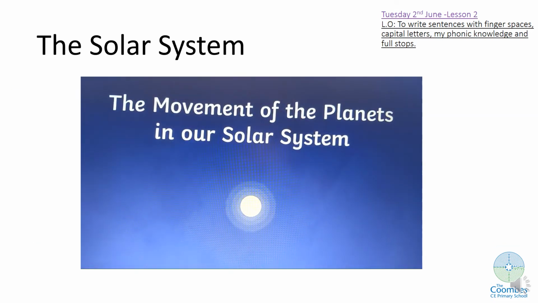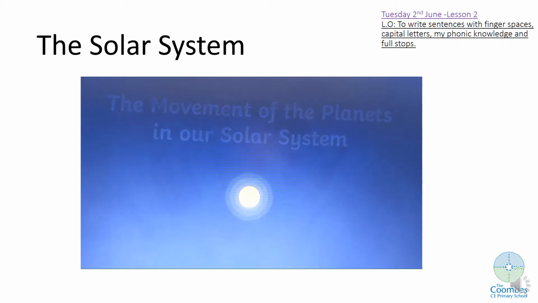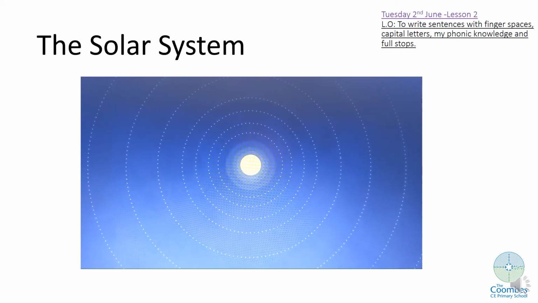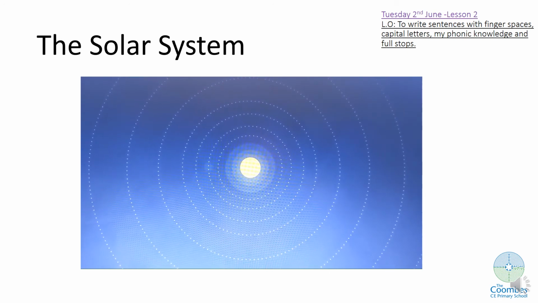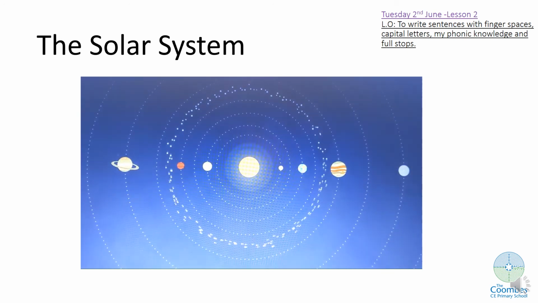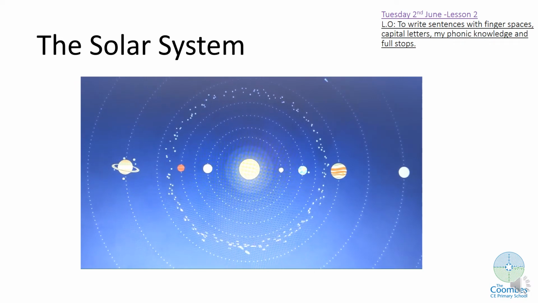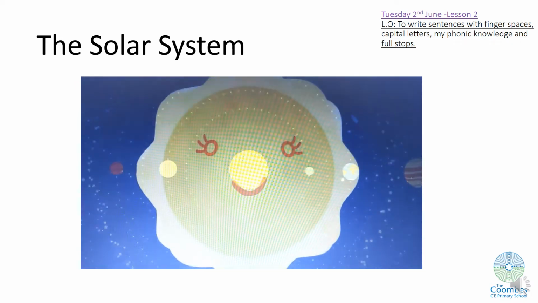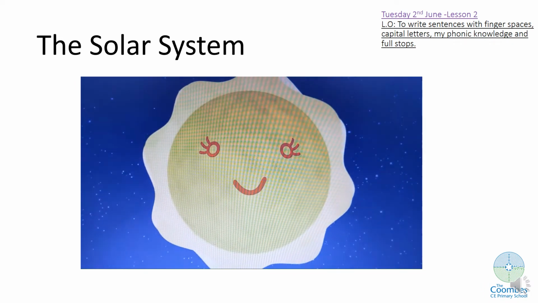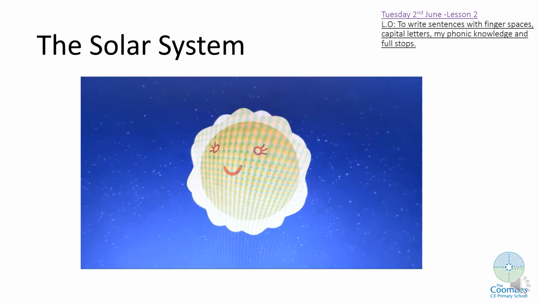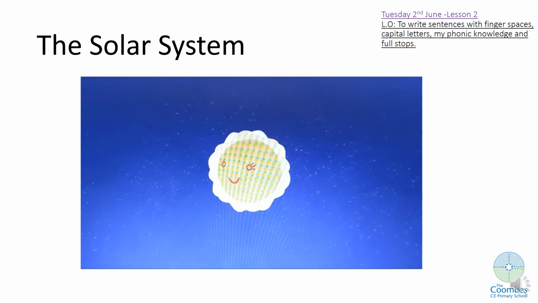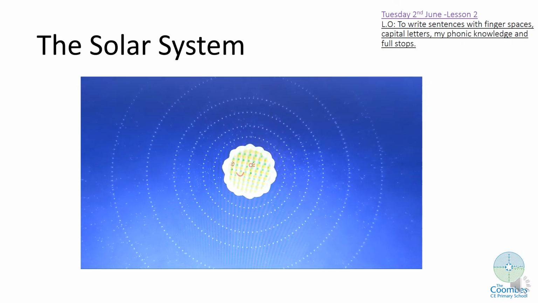Movement of the planets in our solar system. A solar system is a star and all the objects that orbit around it. These might include planets, asteroids, moons, and comets. The star at the centre of our solar system is called the Sun, and it is a ball of hot gas. It gives out heat and light. It is the gravity of the Sun which keeps the planets orbiting around it.